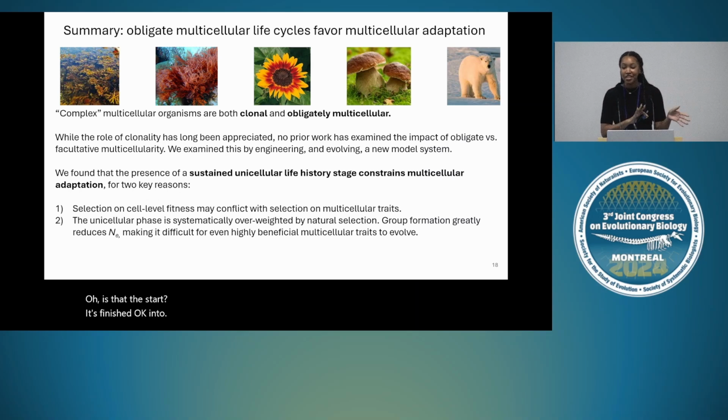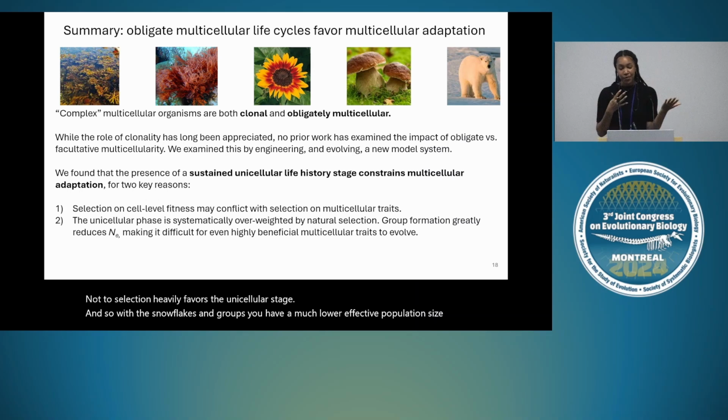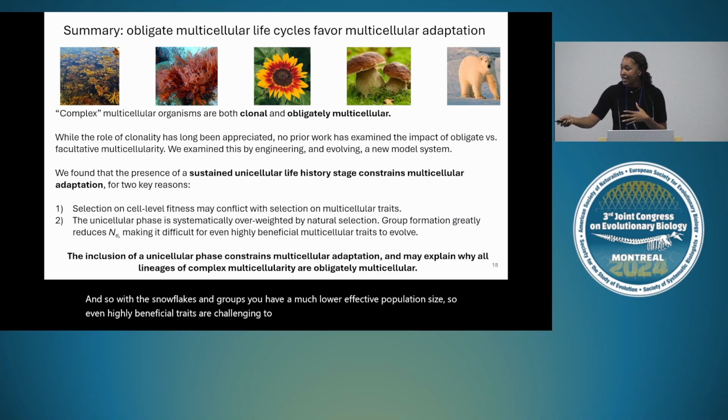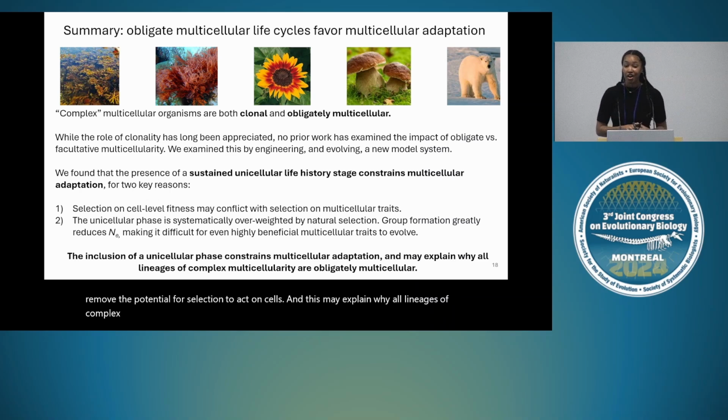Two, natural selection heavily favors the unicellular stage. And so with the snowflakes and groups, you have a much lower effective population size, so even highly beneficial traits are challenging to evolve. And then overall, obligate life cycles remove the potential for selection to act on cells. And this may explain why all lineages of complex multicellularity are also obligately multicellular.